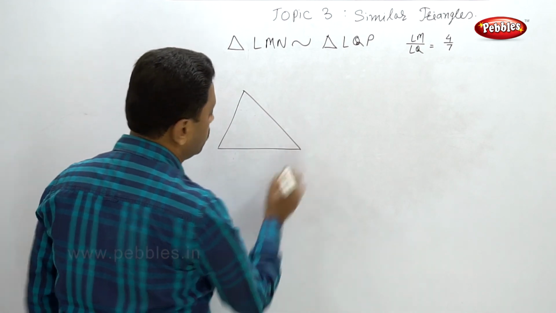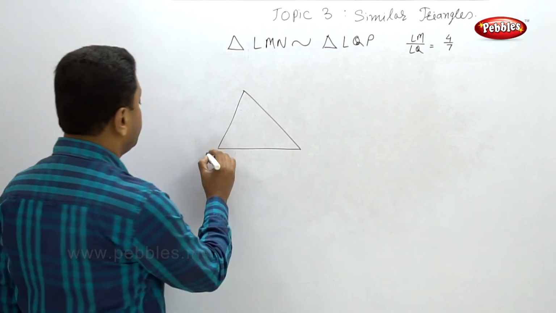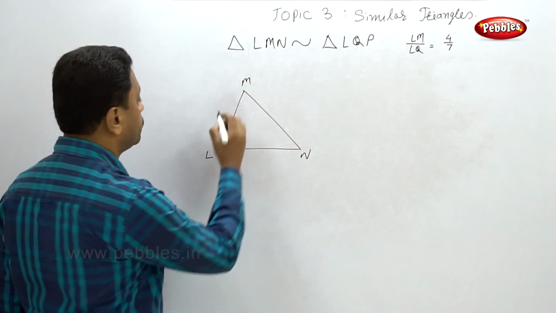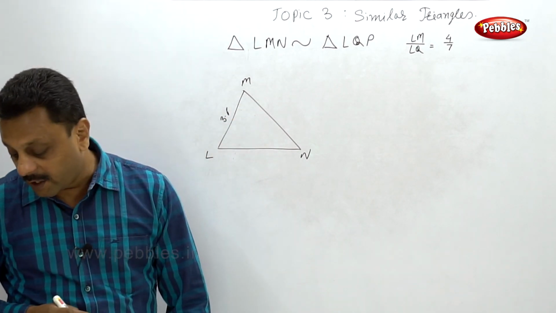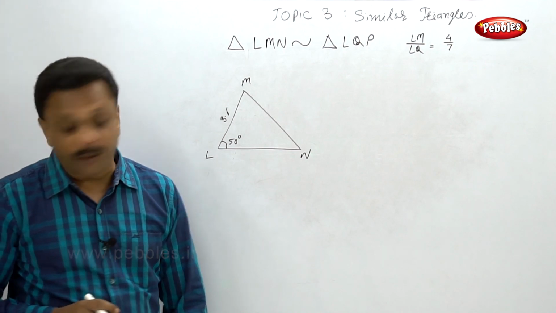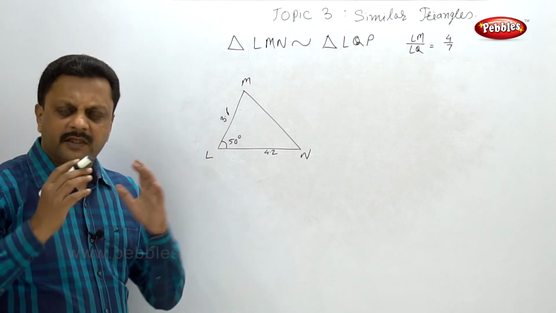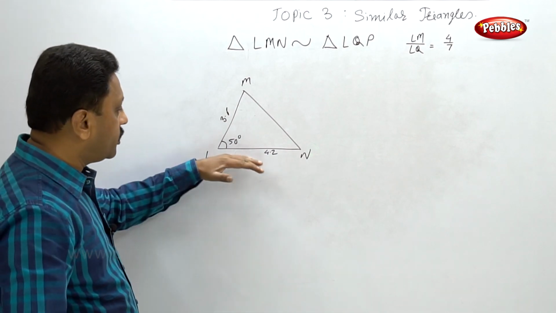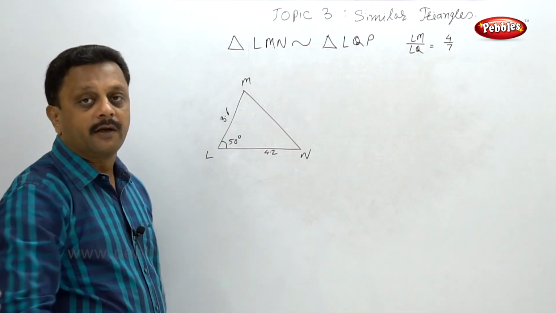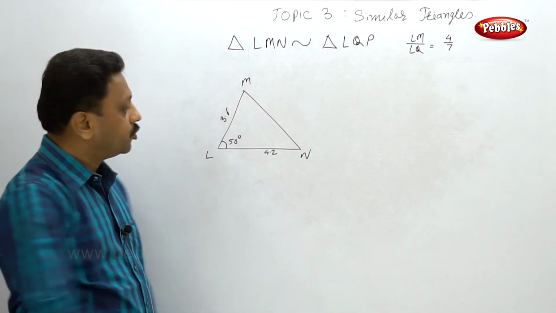Let us construct this triangle first. The triangle LMN we will draw first. They are given LM is 3.6. Then they are given angle L is 50 degrees. And they are given LN is 4.2. Same method, no change in the method at all. You can draw this triangle very easily. First draw LN 4.2. Take a ray at an angle of 50 degrees, and then cut 3.6 on that. That is your point M. So the first triangle is completed.